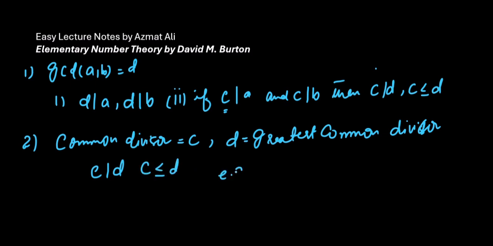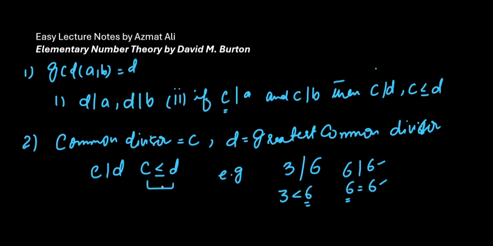For example, suppose 6 is a GCD of some numbers, then you can notice that here 3 divides 6. In this case 3 is less than 6. 6 is also divisible by 6. In this case 6 is equal to 6. So a common divisor may be equal to the GCD and may be less than it. That's why C is less than or equal to D. Both conditions may hold. Now we move towards our discussion.